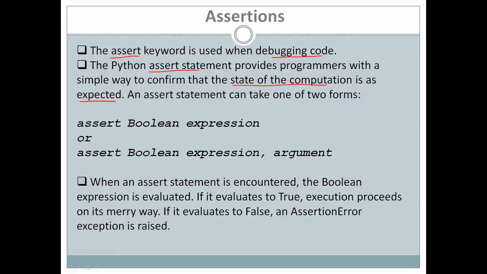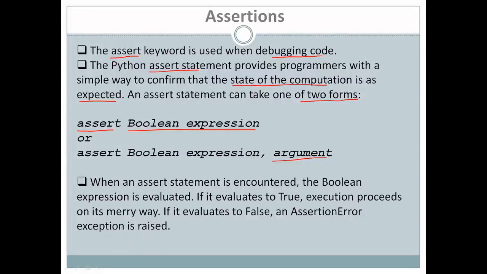An assert statement can take one of two forms. The syntax of the assert statement is like this: assert Boolean expression. As you know, a Boolean expression is an expression which evaluates to either true or false. So: assert, space, Boolean expression, or we have one more syntax, that is assert Boolean expression, comma, the argument. So we can use either of these syntaxes to write assert statements.